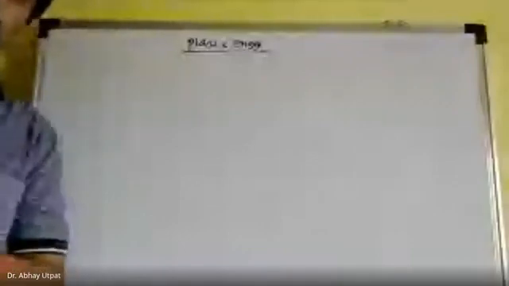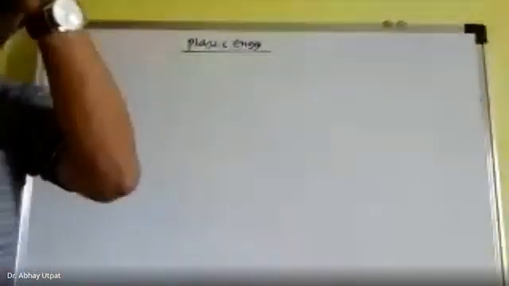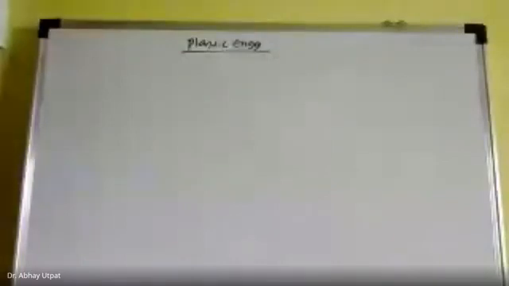Start with unit number 2. So, good afternoon everybody. Today we are going to start unit number 2. In unit number 1, what we have covered, I will explain to you. In unit number 1, we have covered the various types of plastics, properties of plastic, applications of plastic, then polymerization and testing of the plastic.